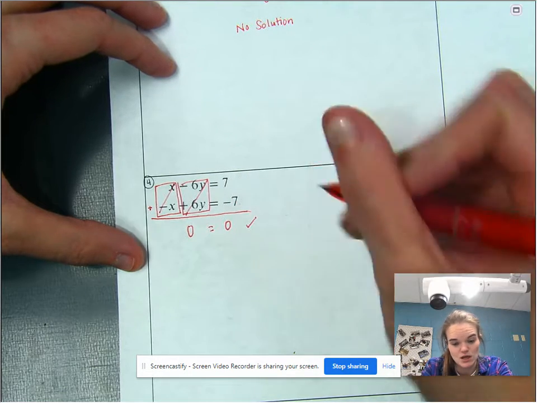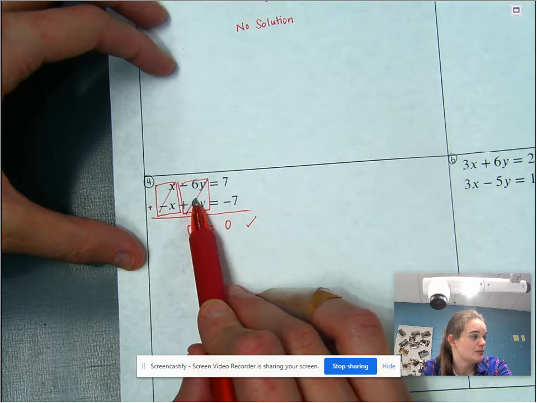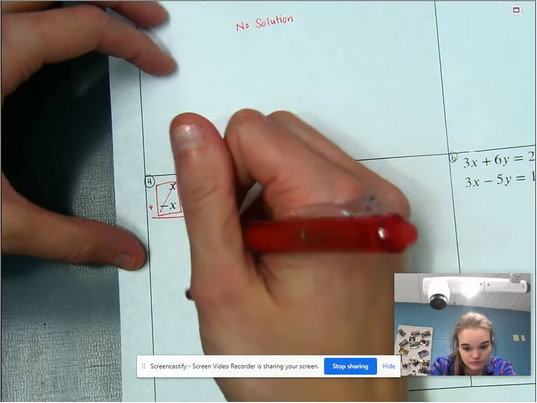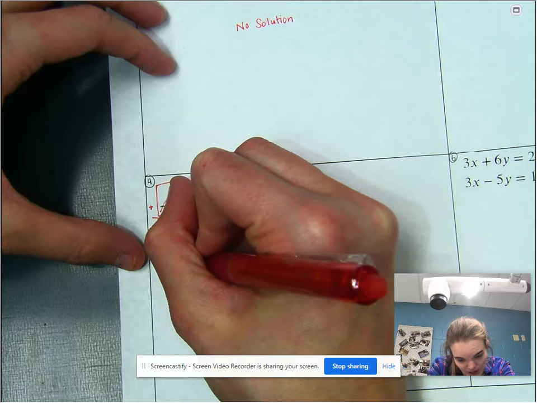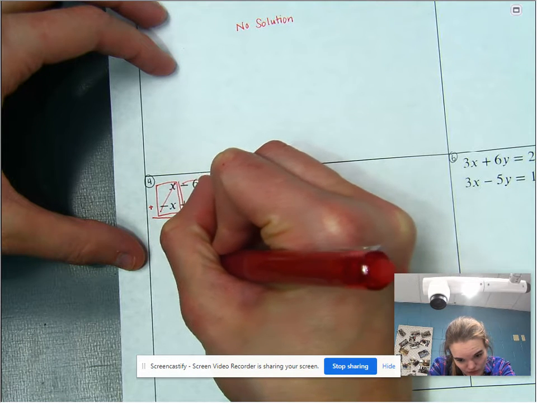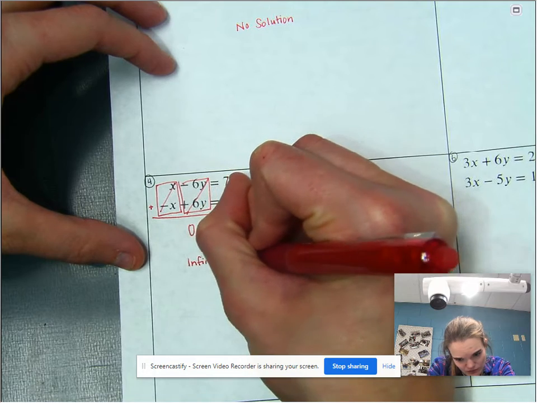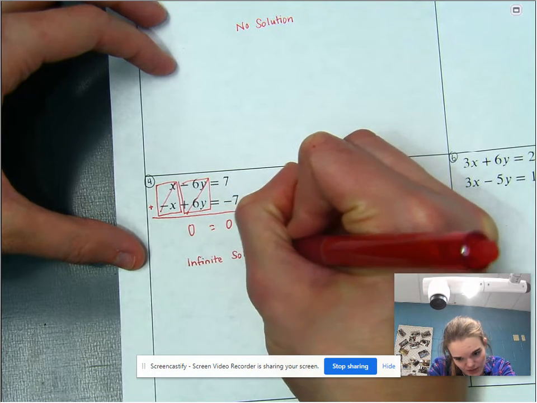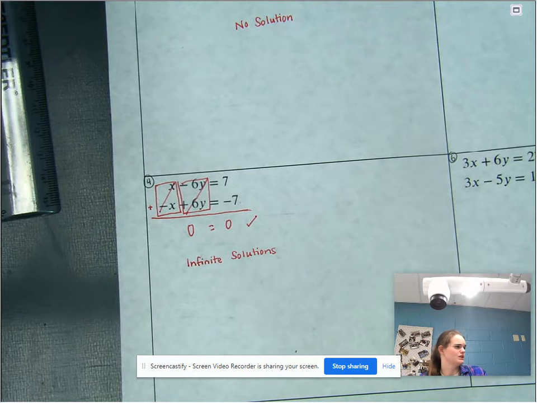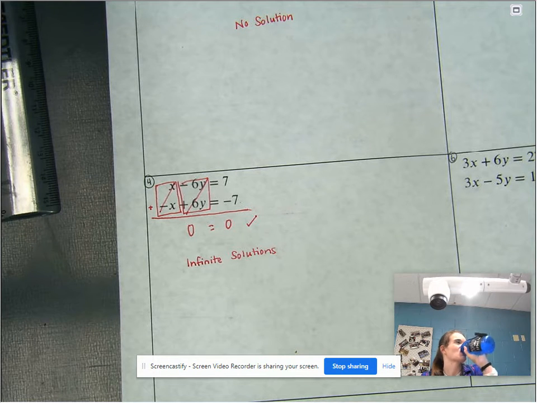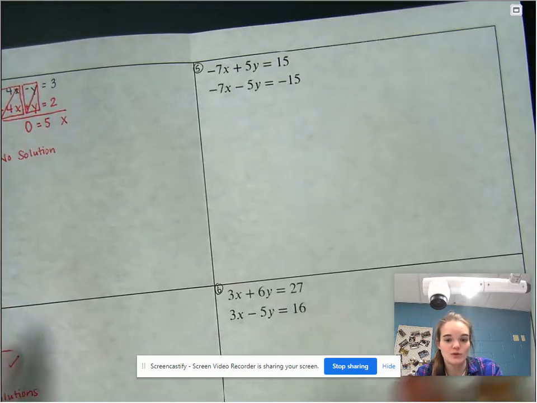Does 0 really equal 0? Yes. Since both variables were eliminated, I either have no solution or infinite solutions. This one is infinite solutions because the statement is true. 0 does really equal 0. Okay. Go ahead and try 5 and 6. They are not special. Go ahead and try them. Remember, you can pause the video whenever you need to.